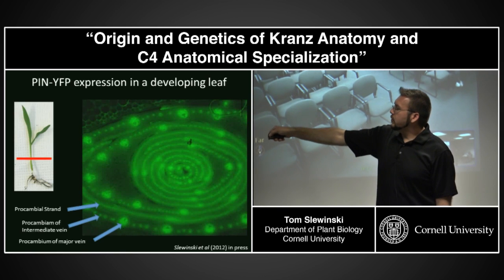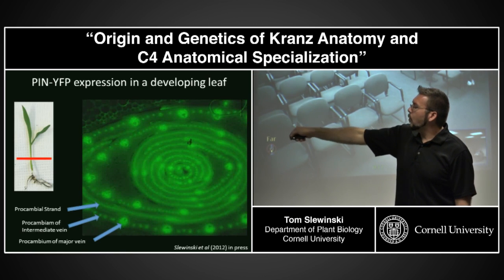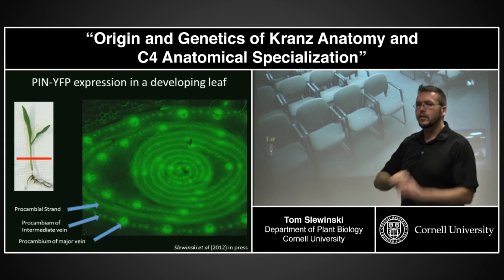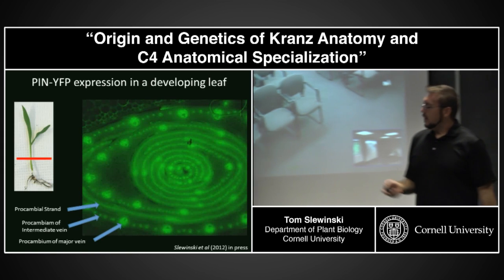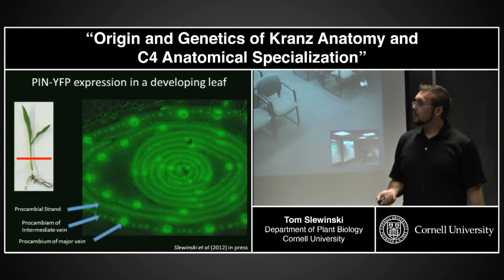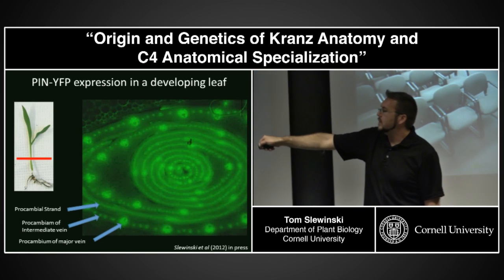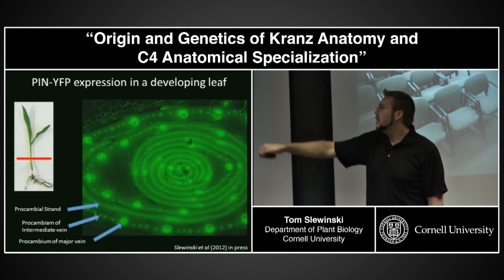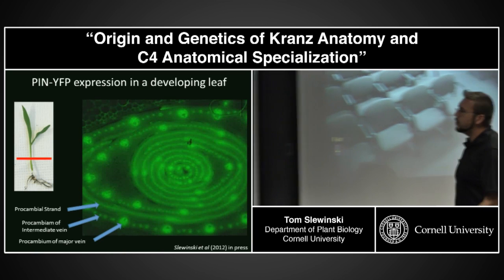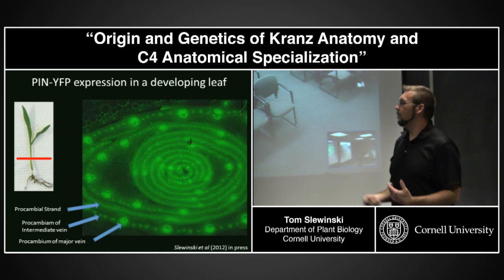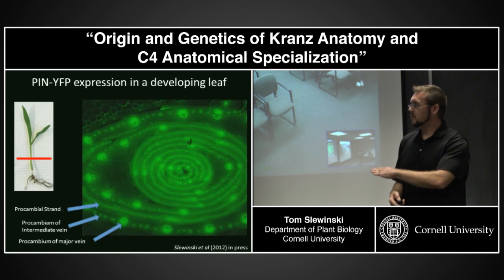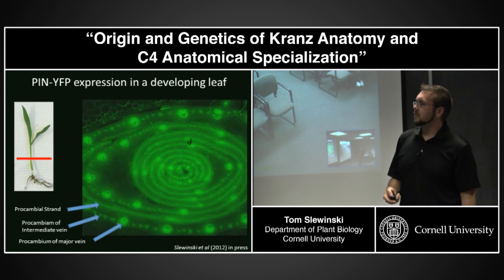And in the younger leaves, we see that the veins actually start out as a procambial strand, a meristematic strand through the leaf. And then the major veins form at the base and become punctate from this procambial strand into intermediate and major veins that are evenly spaced. So the auxin gradients are leading to the demarcation of major veins at the base.